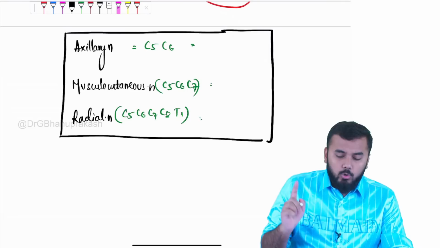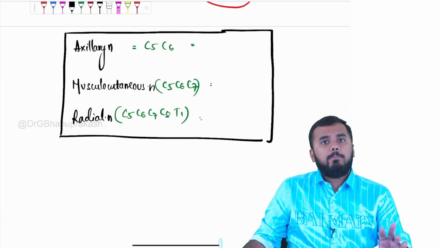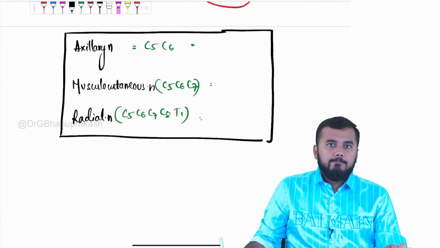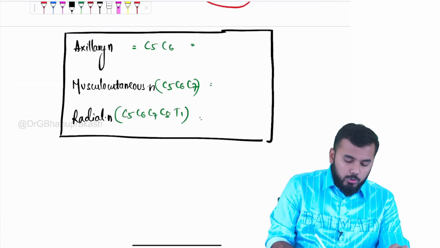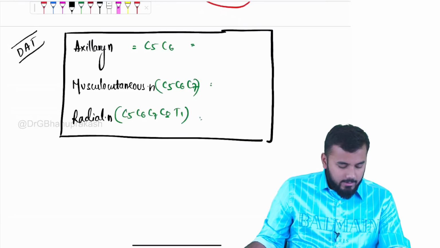Now, I told you yesterday that axillary nerve supplies two muscles. Okay, I told you to remember a mnemonic DAT, DAT. What is DAT?